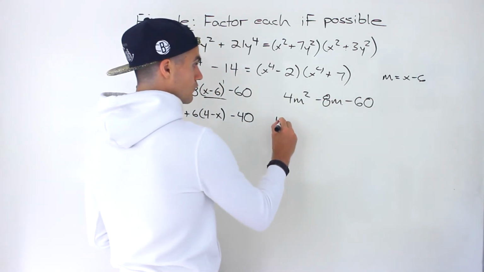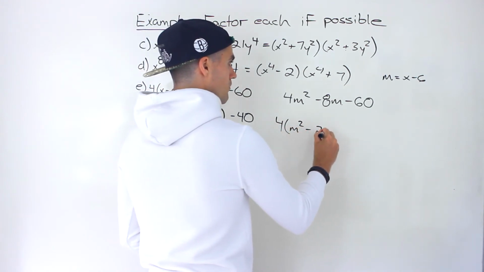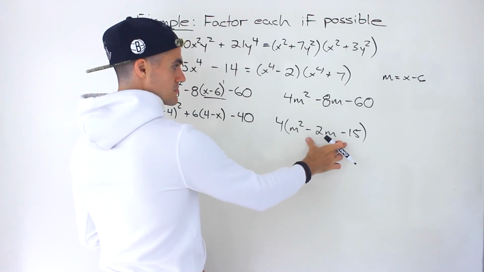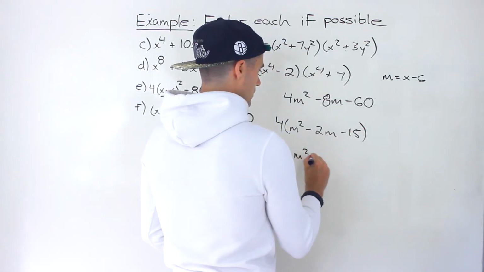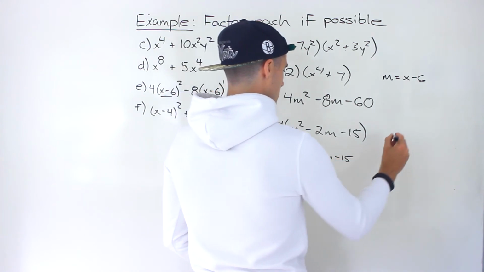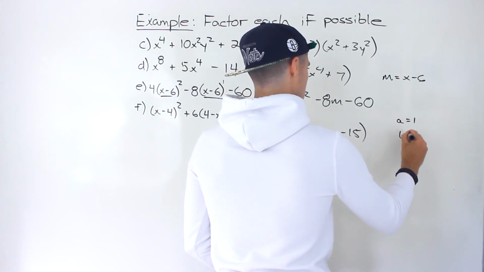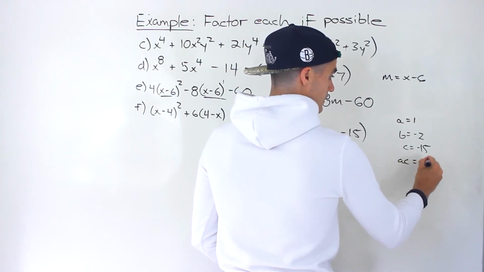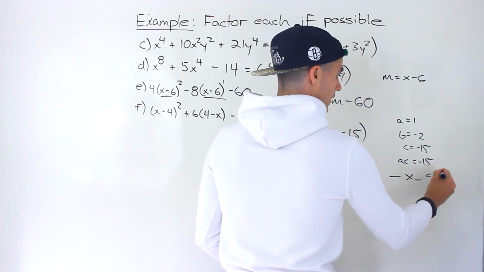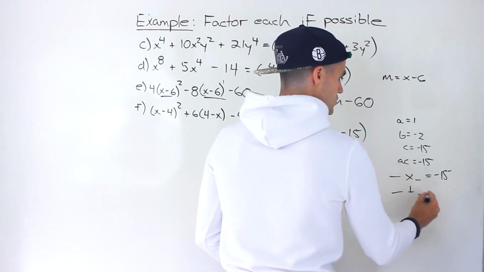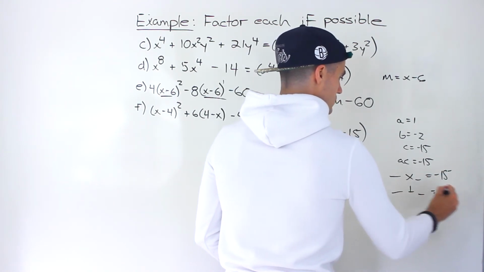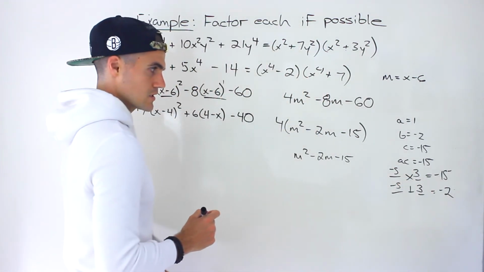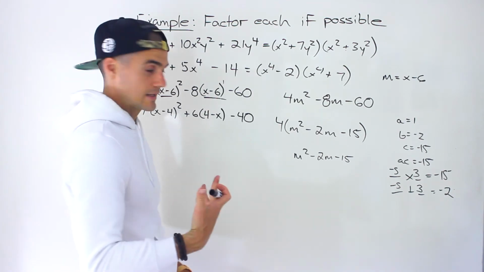So from here, we could take out a 4 like that. And then let's factor this bracket separately. So same thing, decomposition, a value is 1, b value is -2, c value is -15. AC value is -15. Two numbers that multiply to -15 and add up to -2 would be -5 and 3. -5 times 3 is -15. -5 plus 3 gives us -2.